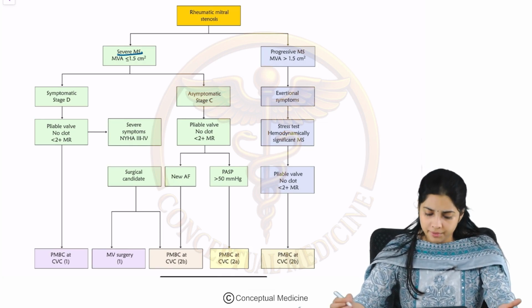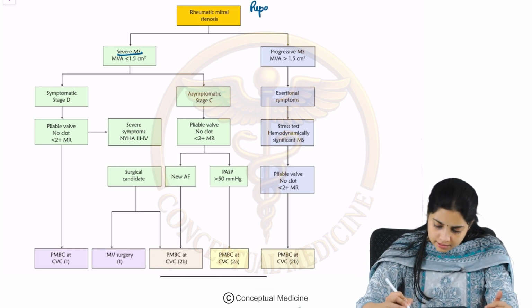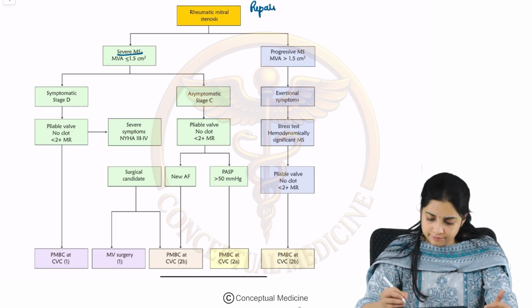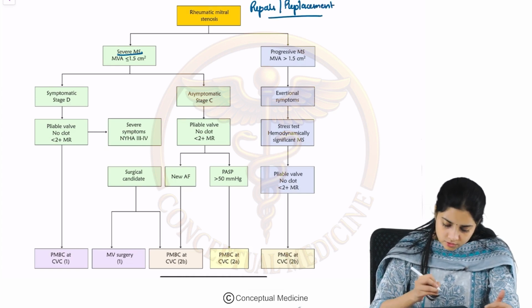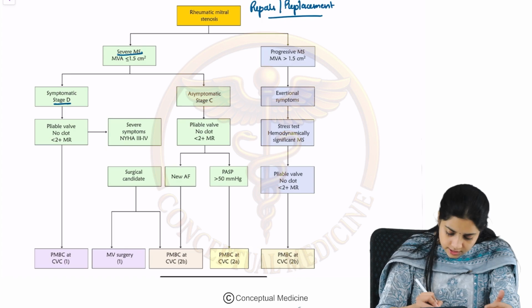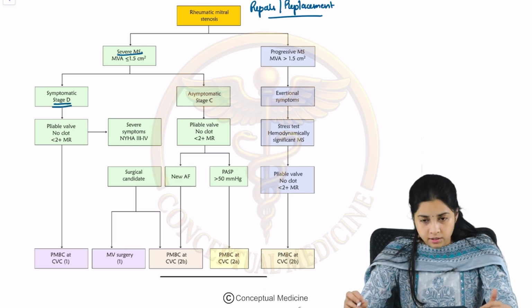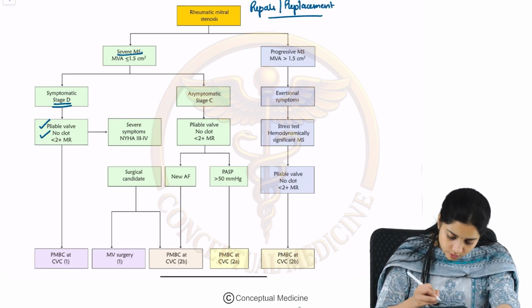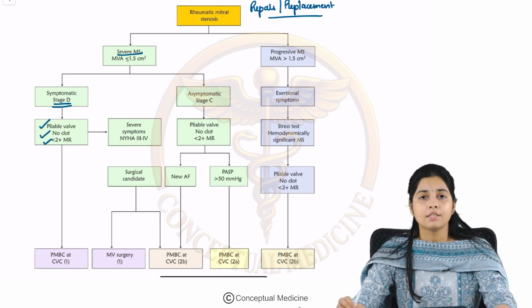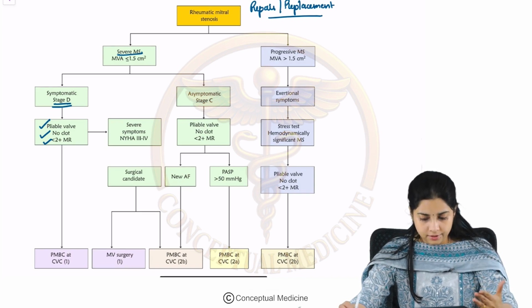Either you can do a repair or you can do a replacement. And how do you decide on that? That we will look at. So either you do a repair or you do a replacement, right? So if he is in stage D, he is already symptomatic. You can do a repair if there is a pliable valve, there is no clot and the mitral regurgitation is of less than grade 2.